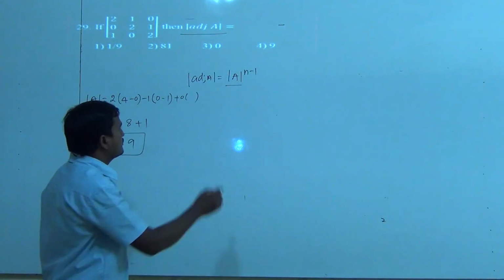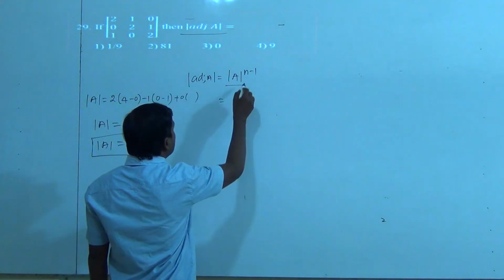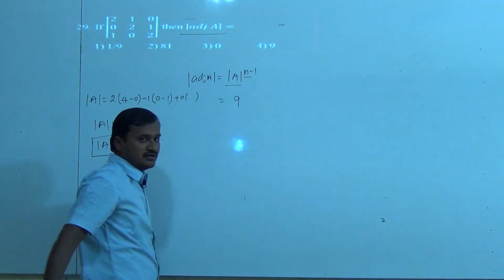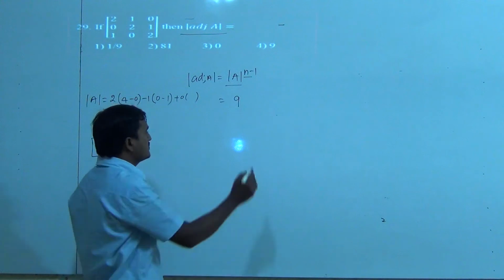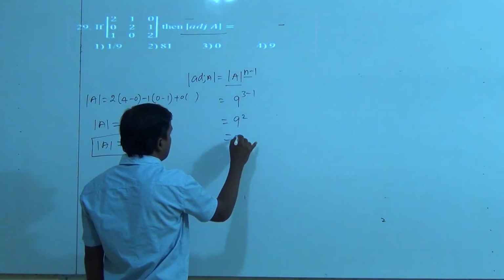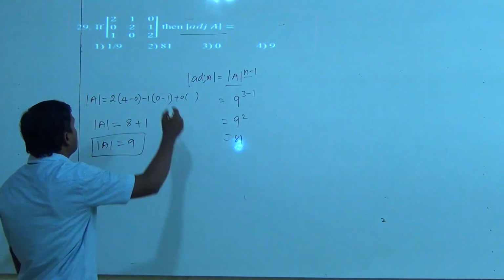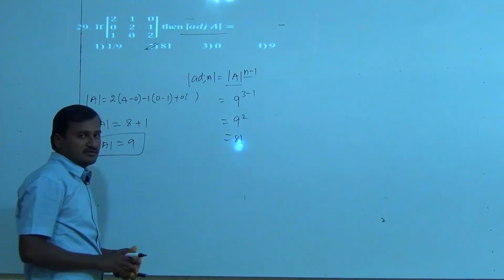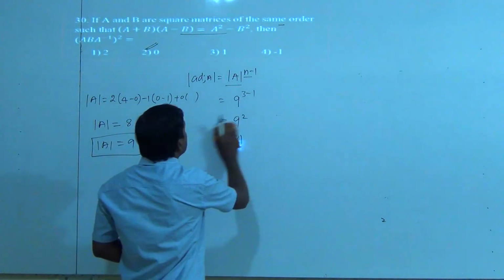So therefore substitute here 9 into what is the value of n? N is nothing but order of a matrix, so that is 3 minus of 1, so that is a 9 square. Therefore your answer is 81. So therefore the second option is a right one. Okay, we'll go for the next question.